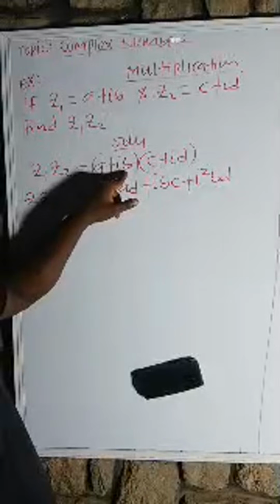So a times c, we have AC. Then a times id, we have iad. Then remember ib. Use this ib to multiply out this bracket. ib times c, we have ibc. Then ib times id. i times i is i squared. That is why you are saying i squared, right? Then b times d, bd.